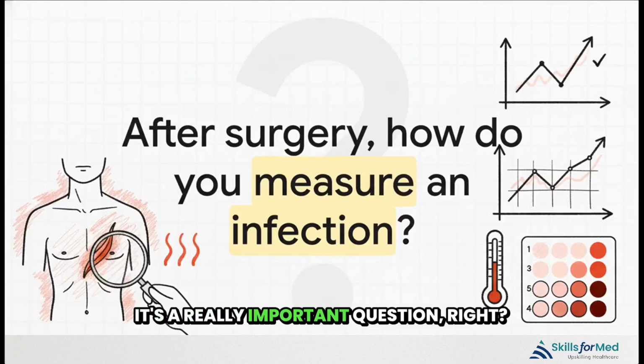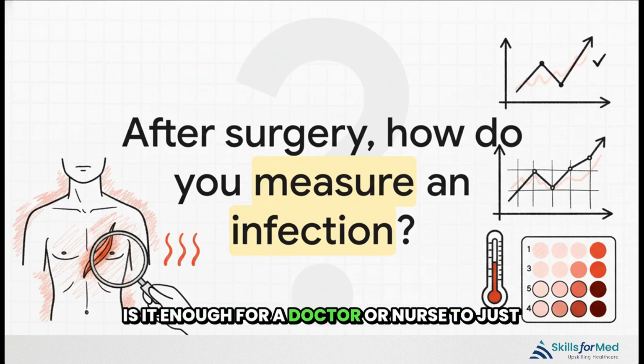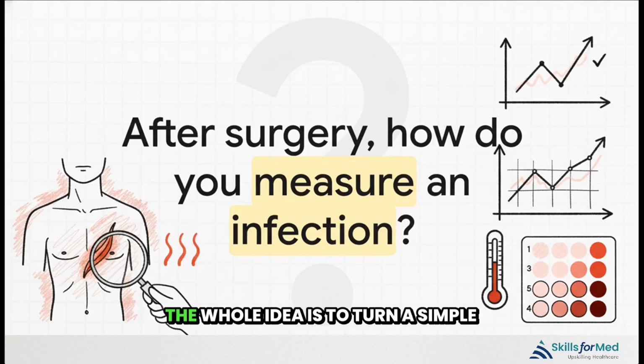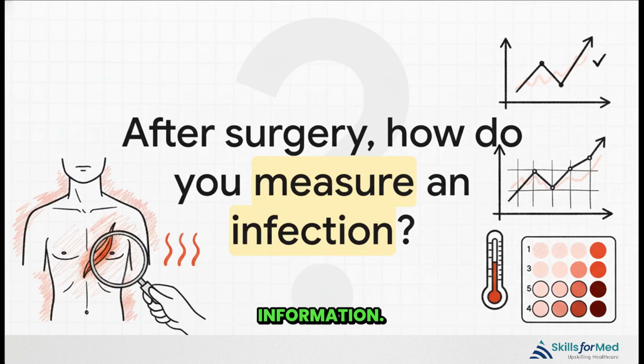It's a really important question, right? Is it enough for a doctor or nurse to just glance at a wound and go, looks a little red? Or is there a better, more consistent way to tell if a patient is actually developing a surgical site infection? The whole idea is to turn a simple observation into useful, actionable information.